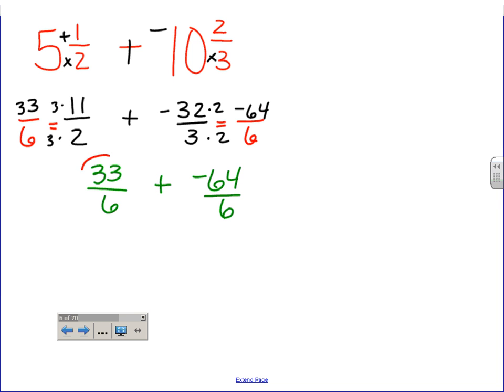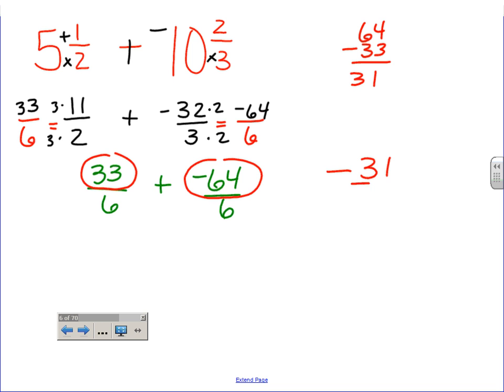Again, I'm going to look at my numerators. I have negative 64, positive 33. I know I have more negatives. And then I'm going to subtract 64 minus 33. And I get 31, negative 31 over 6. All right, not done yet.